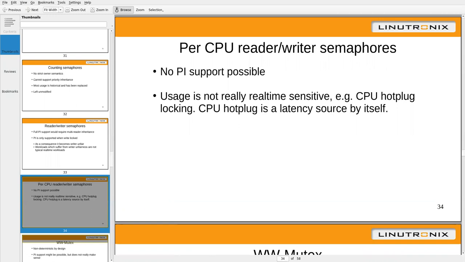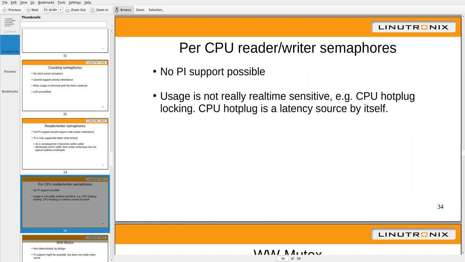So per-CPU reader-writer semaphores, there's no PI support possible because that's just not working in the way they are designed. So the usage there is not really real-time sensitive. One of the main users is the CPU hotplug locking. If you really want to hotplug or take offline a CPU while your real-time workload is running, you probably have other problems than the CPU hotplug lock. It's not relevant, because CPU hotplug is a latency source by itself, so that introduces latencies in quite a big way, depending on what hardware we are talking about and what kind of resources have to be torn down and things like that.